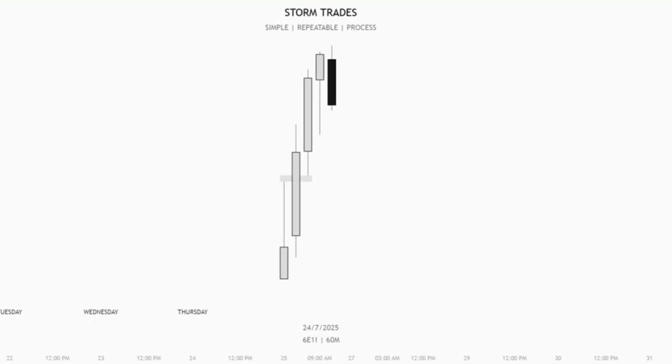I have been backtesting and forward testing 6E for a few weeks now, and today I decided to take a shot. We had time frame alignment and a clear bullish daily bias, and we had a clear draw on liquidity in the form of equal highs. Let's get right after it.